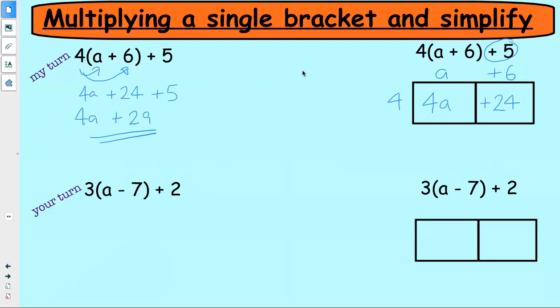I'm then going to think about my add 5. I'm going to put it under the column where my number is. I'm going to think about this as a sum. Again, there's nothing added to my variables, nothing added on to my 4A. That's just 4A. And then 24, add on your 5 is 29. And that's my final answer.